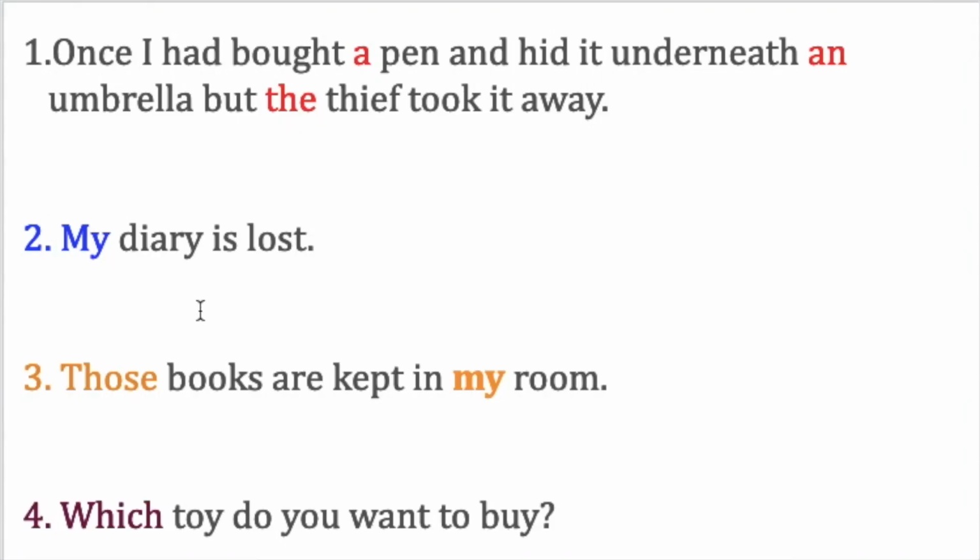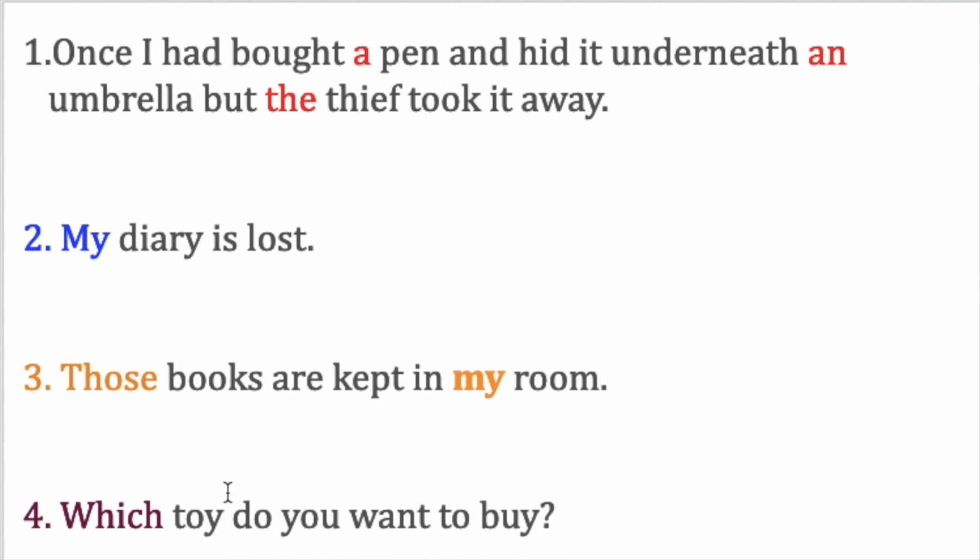Now, look at these few sentences right there on your screen. Once I had bought a pen and hid it underneath an umbrella, but the thief took it away. My diary is lost. Those books are kept in my room. Which toy do you want to buy? Now, what is the common among all these four sentences? A pen, an umbrella, the thief, my diary, those books, my room, which toy.